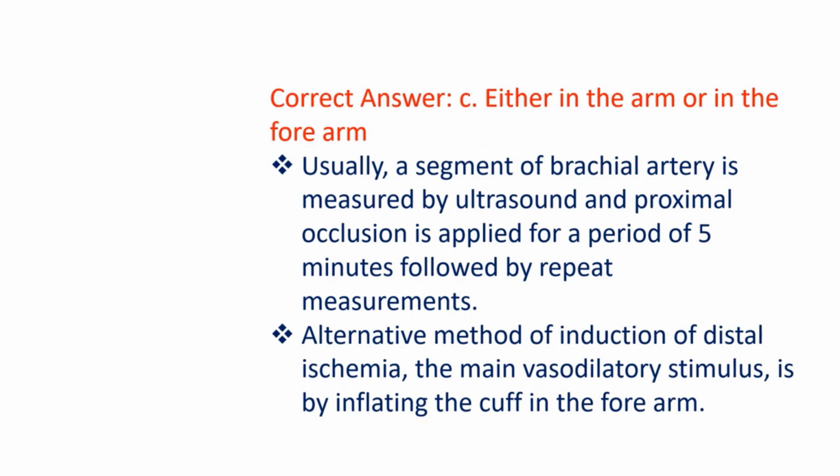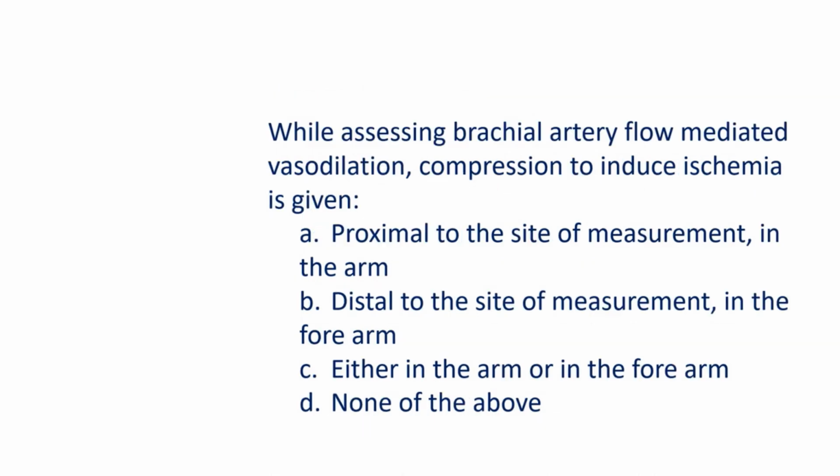Usually, a segment of brachial artery is measured by ultrasound and proximal occlusion is applied for a period of 5 minutes followed by repeat measurements. Alternative method of induction of distal ischemia, the main vasodilatory stimulus, is by inflating the cuff in the forearm.